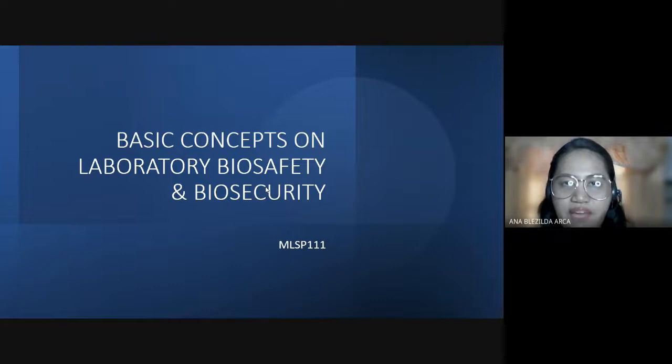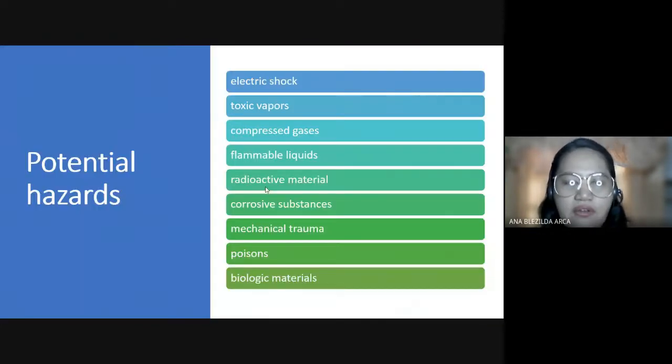In terms of lab safety, we're going to talk about the introduction, how to make sure that you are working properly in the lab and that everything you are doing is safe and not causing harm to yourself and also to other coworkers. Now, let's talk about the different hazards that you can encounter in the laboratory. These are the potential hazards that you can encounter. It can be coming from chemicals, also coming from the machines such as electric shock, 'di ba?